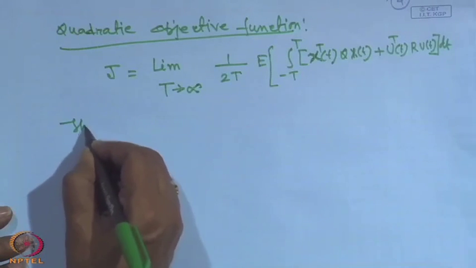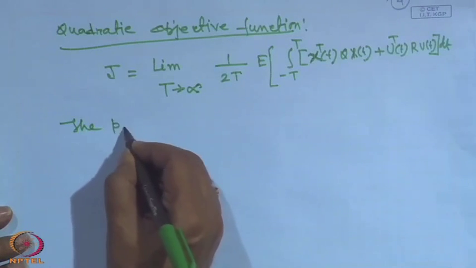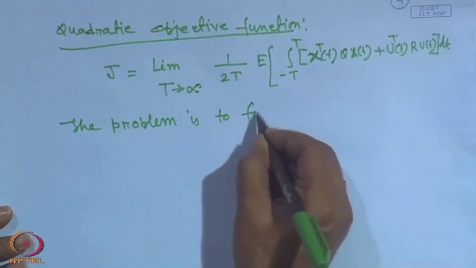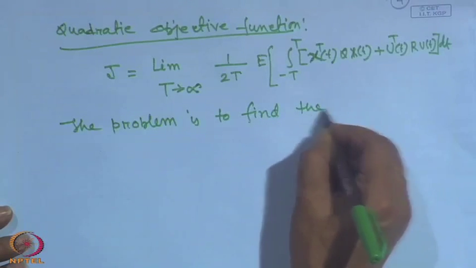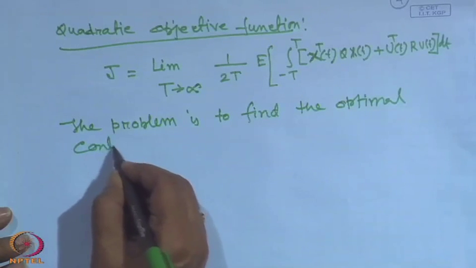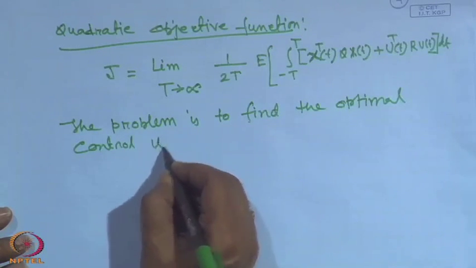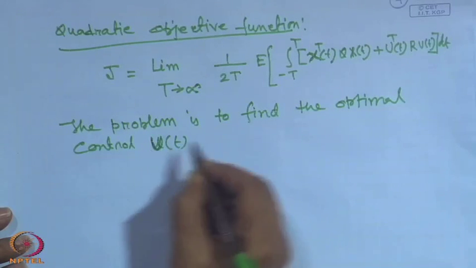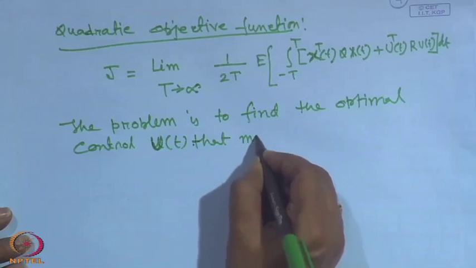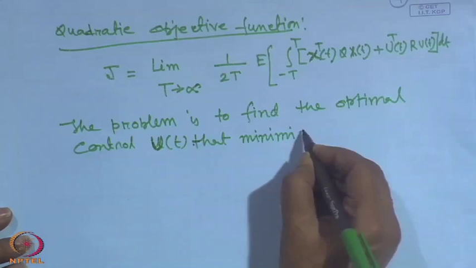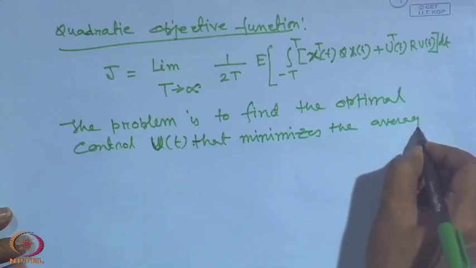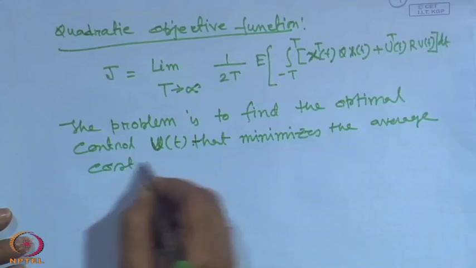Now, our problem boils down to this. The problem is to find the optimal control U of t, capital U of t, that minimizes the above performance index, that minimizes the average cost function.